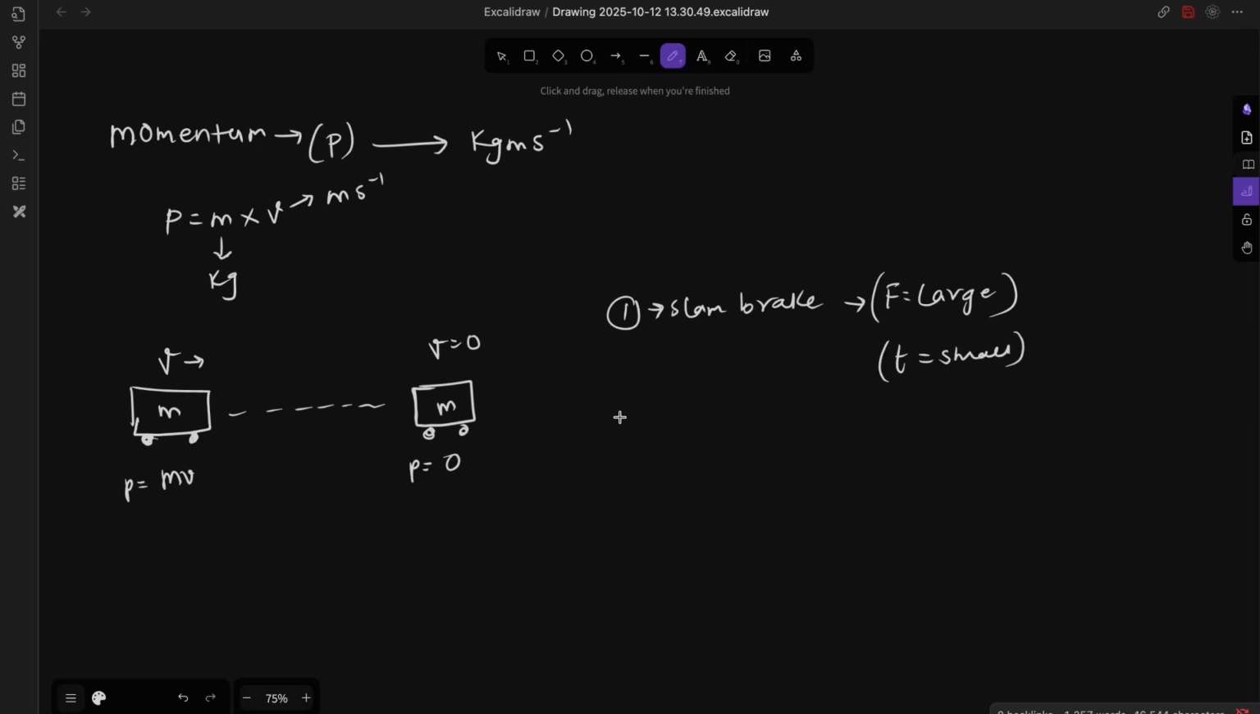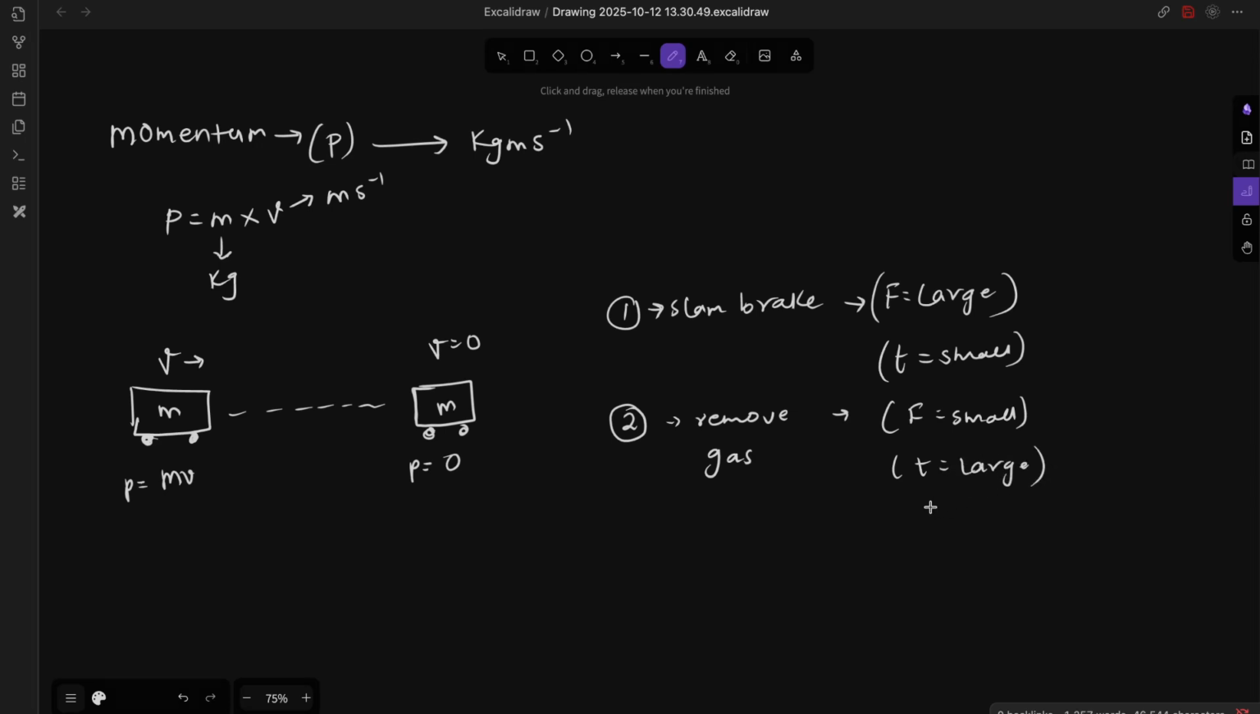Now the next thing that you can do, which usually we don't do, is that you just remove your foot from the gas pedal. So when you remove the foot from the gas pedal, the force that is acting to stop the car is only the friction force, which is small comparatively to the brakes. So here the time is very large.